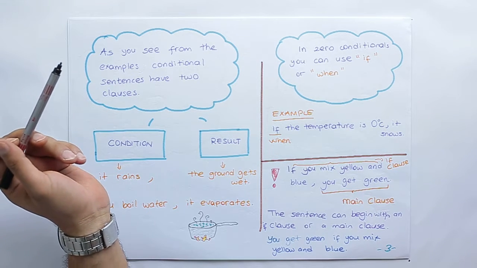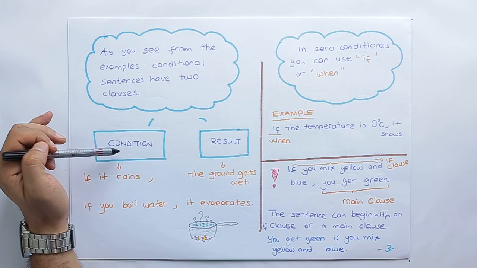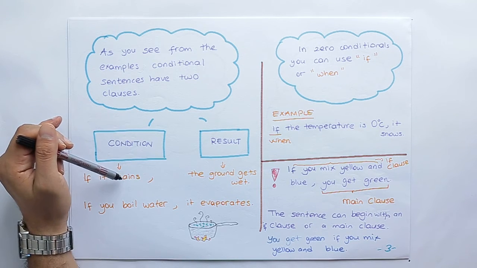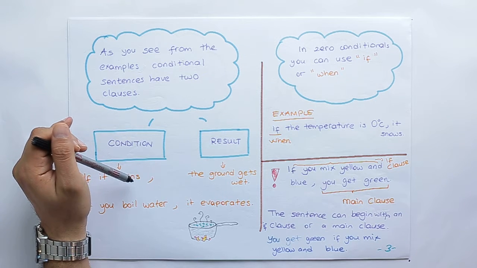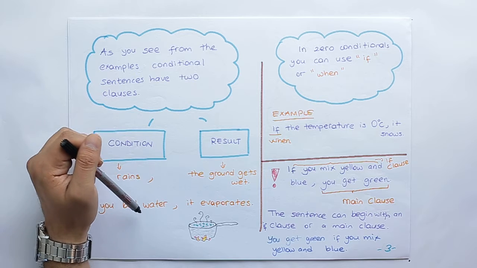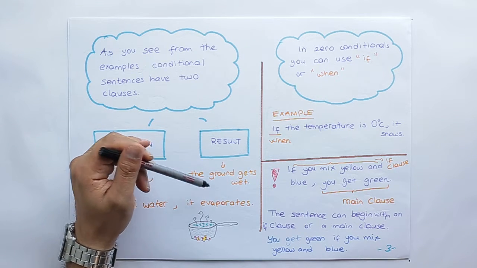As you see from the examples, conditional sentences have two clauses. One is the condition part and the other one is the result part. If it rains is the condition, and the result is that the ground gets wet, okay? If you boil water is the condition part, it evaporates is the result part.